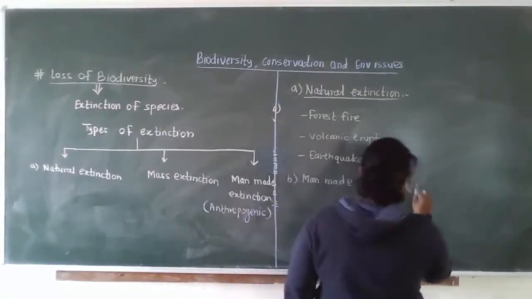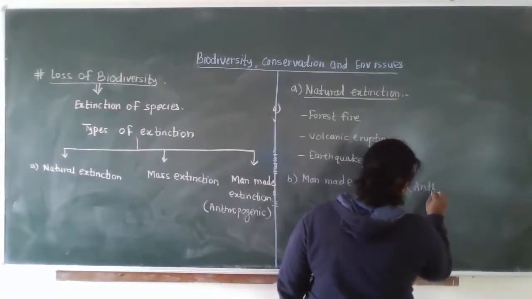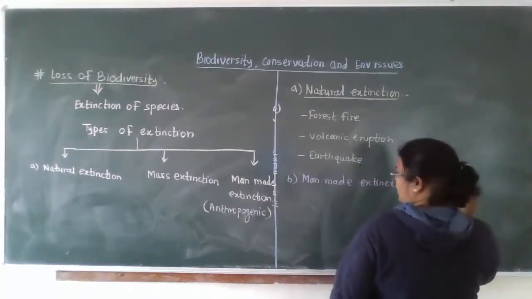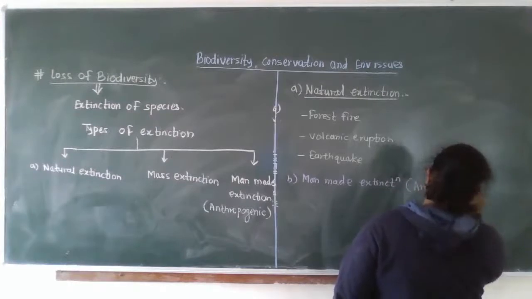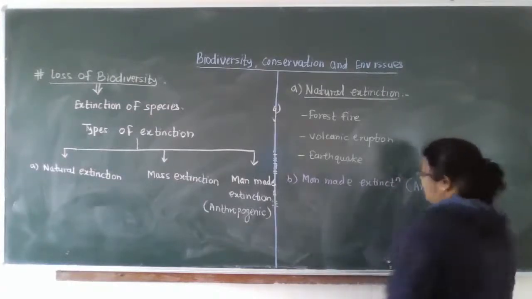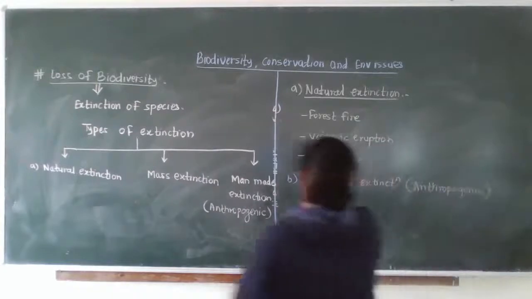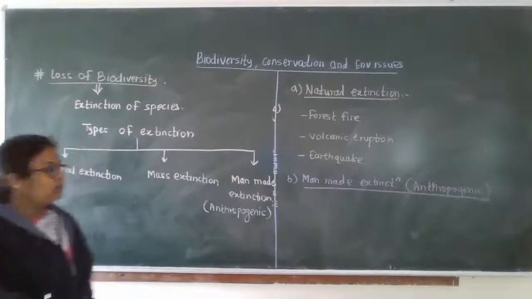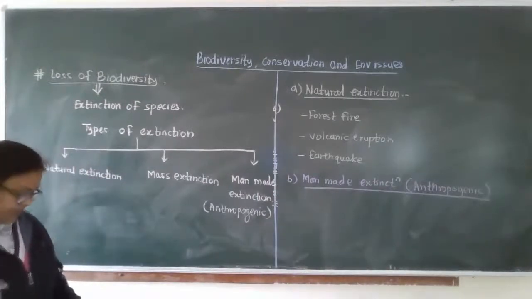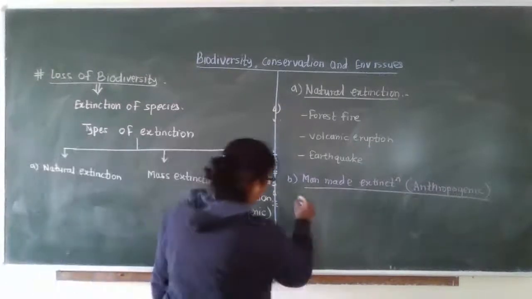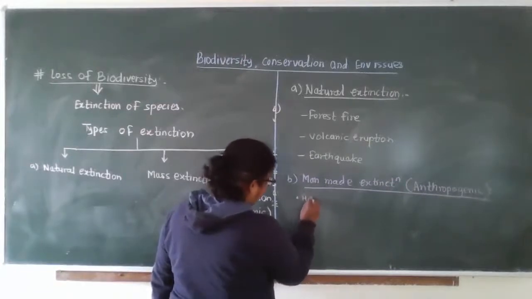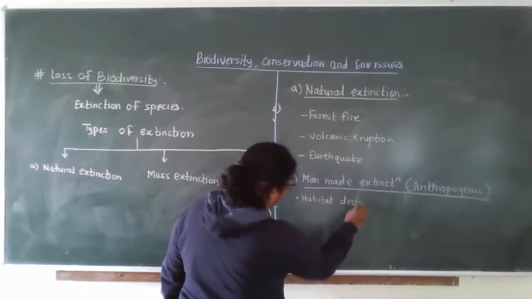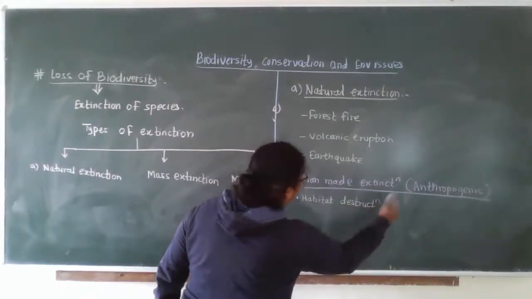Man-made extinction is also called anthropogenic extinction. So what are the reasons for anthropogenic extinctions? There are many reasons. The first one is habitat destruction. I will explain it afterwards. We will just enlist them first.